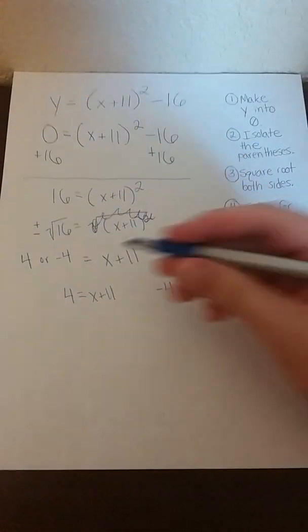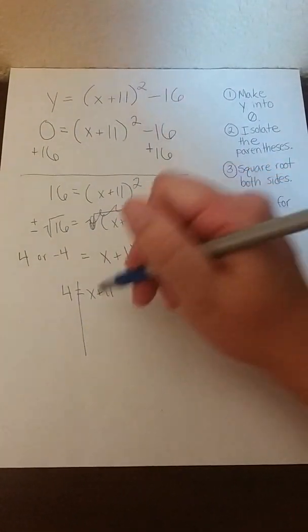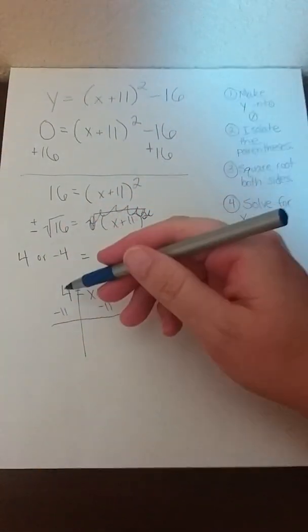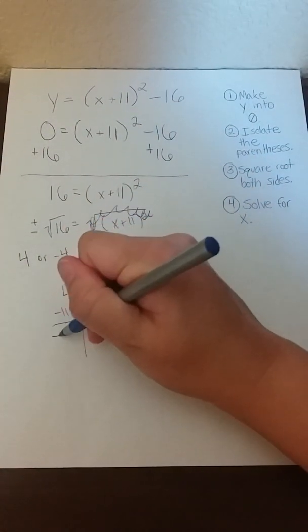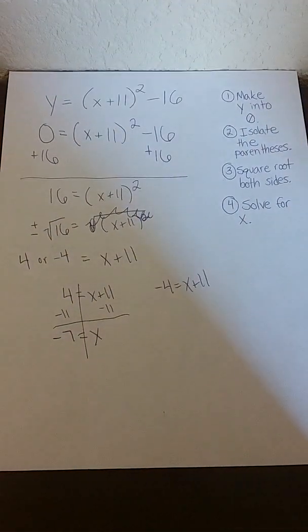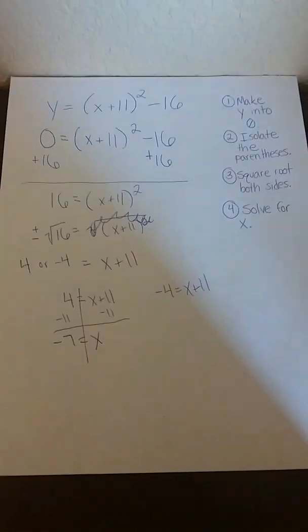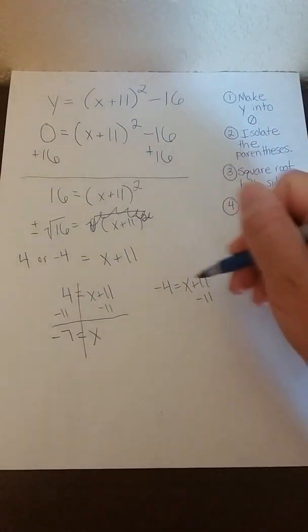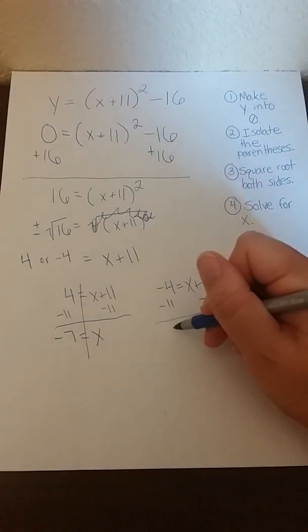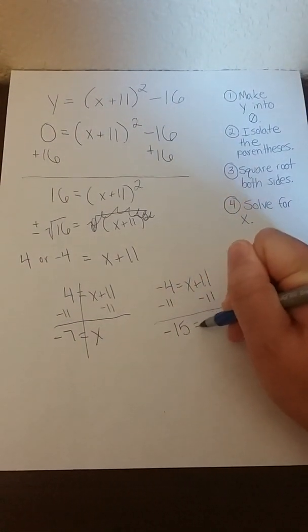I'm going to solve the 4 first. So I'm going to subtract 11 from both sides. 4 minus 11 is negative 7. So one of my x-intercepts is at negative 7. And then my other one, I'm going to subtract 11 here. My other x-intercept is at negative 15.